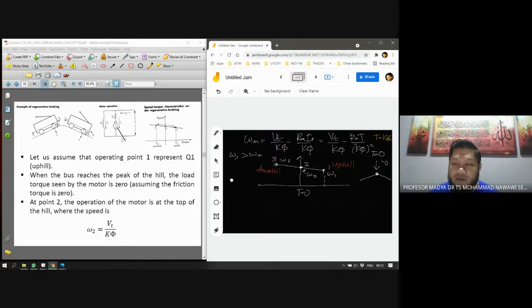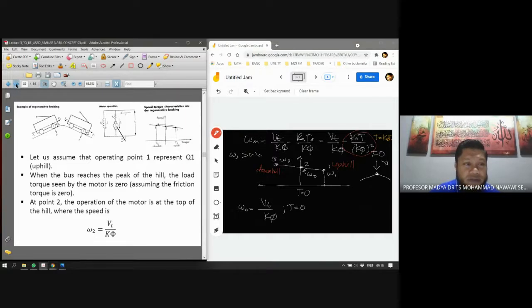So if you look at this equation again, when the torque is 0, what is left for omega naught? Omega naught equals Vt divided by K flux, since torque equals to 0. So that part equals to 0, and therefore omega naught equals Vt over K flux. Okay. So if you want to find omega naught at the top of the hill here, you can find it from this equation.